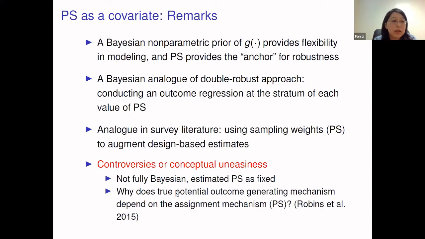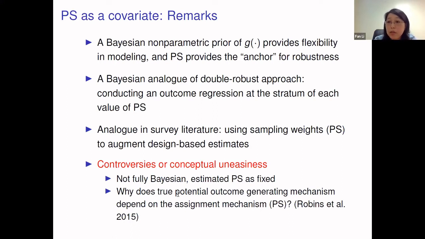But this is one of the most popular approaches in current Bayesian causal inference in this domain. But there's some controversy, or I would call it conceptual uneasiness. The first thing is, this is really not fully Bayesian, right? Because we're doing a two-stage thing.